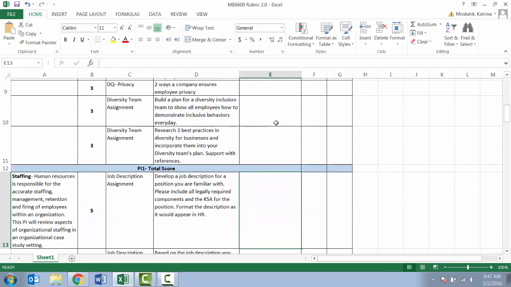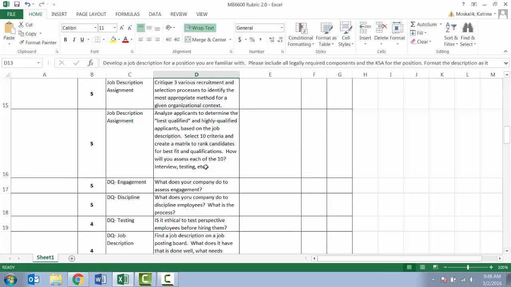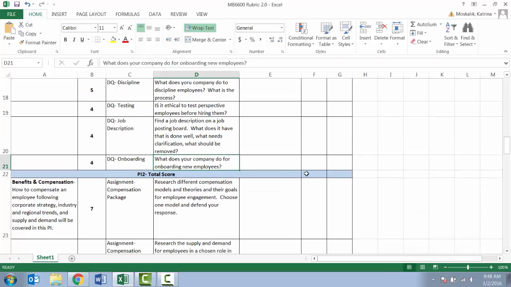Our second performance indicator is staffing. Staffing is a huge component of human resources. It is everything from how do we find candidates to how do we select them, job descriptions, job duty analysis, hiring, staffing, selection, testing. How do we manage our employees? How do we discipline our employees? How do we fire our employees? This is a large section, and we're going to cover that through assignments and discussions. Those again will be averaged for your performance indicator 2 score.